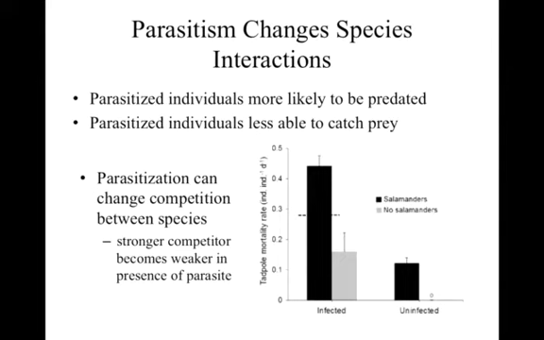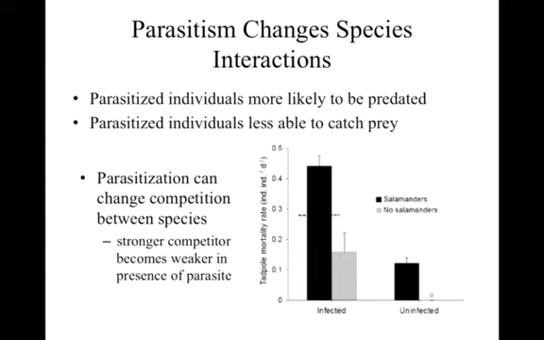Not only does parasitism change population dynamics, parasitism actually changes species interactions. So parasitized individuals are weak, they're tired, they're struggling because their resources are being used by a parasite. And so even if the parasite doesn't kill them directly, parasitized individuals are much more likely to be predated on, and they're also much less likely to be able to catch prey. And so we see this in this example.